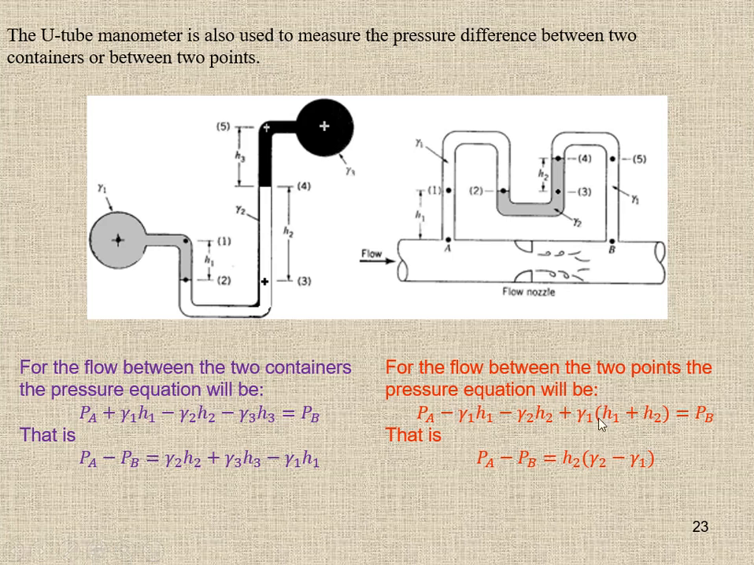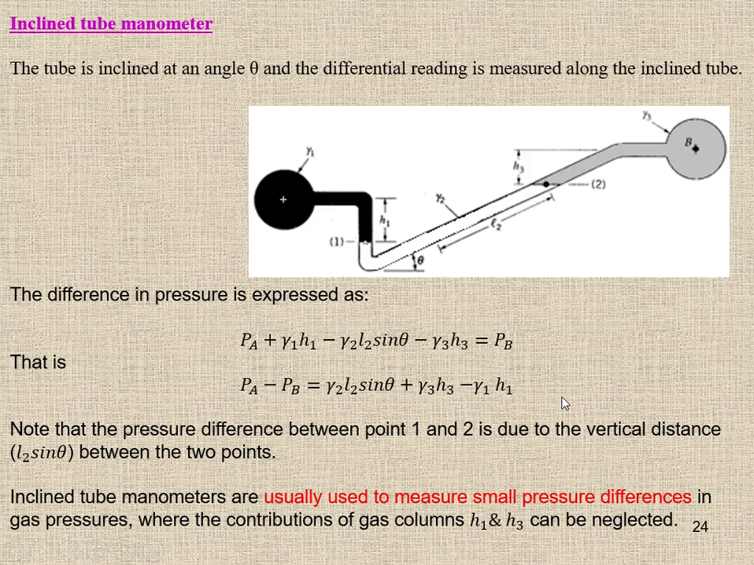This height is gamma 1 H1 plus H2. So from here to here the height is H1, and this H2 is equal to the pressure at point B. You can consider minus PB also, but you take it as the other side, so it is PB. So PA minus PB will be equal to H2 times (gamma 2 minus gamma 1). If you open it up, they will cancel with each other, and finally we end up with this equation. So now another type of manometer, that is called an inclined tube manometer.